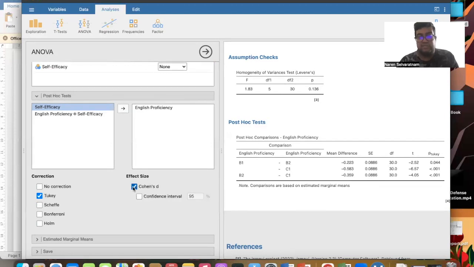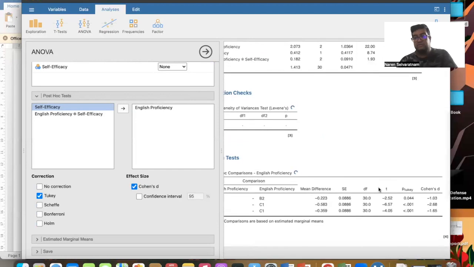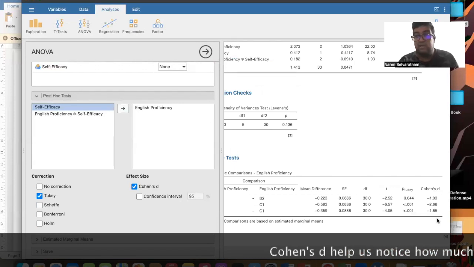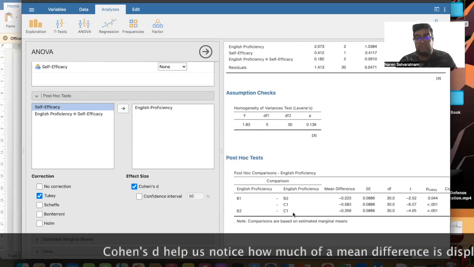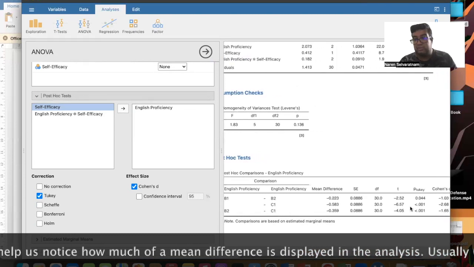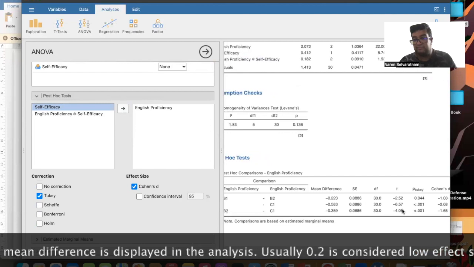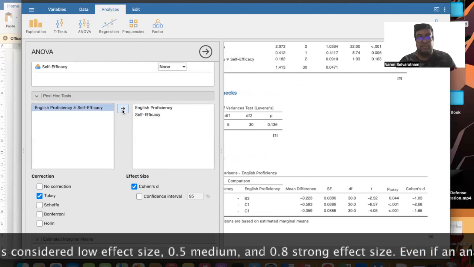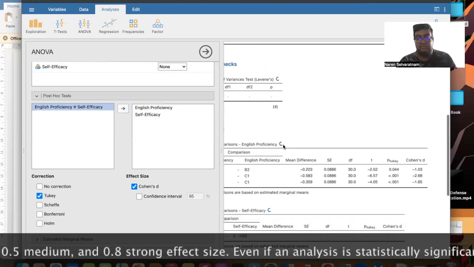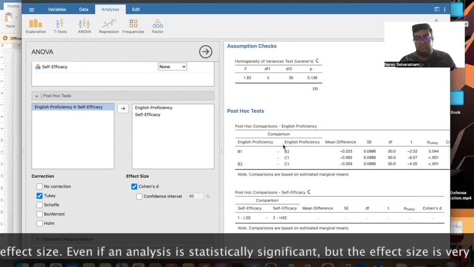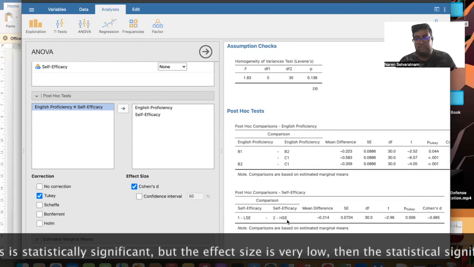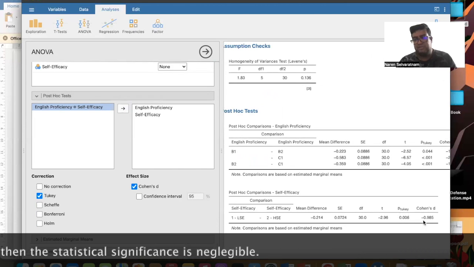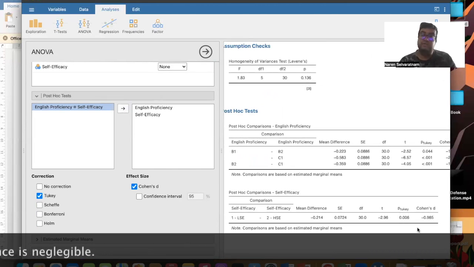Yes, we can actually get the effect sizes as well through Cohen's d. See, these are very big Cohen's d values. These are highly significant. The differences are very noticeable. And B1 and C1, that is also statistically significant. B2 and C1, that is also statistically significant. And if you need, you can get another table for self-efficacy as well. Between self-efficacy high and low, once again, if you run a t-test, that is also statistically significant, and Cohen's d indicates there's a noticeable difference as well.